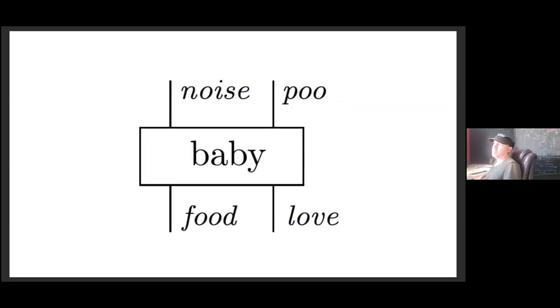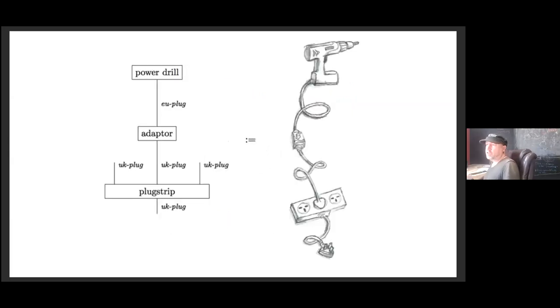Here's another example. It can pretty much be anything. A baby is a process which takes food and love in and produces noise and poo. And what you can do with these boxes is compose them. Here I've got a few boxes: a plug strip, an adapter and a power drill, and I can compose them to make one whole. You have to think of this composition in the same way as working with a group in mathematics, where you may compose two group elements. This is the same thing.